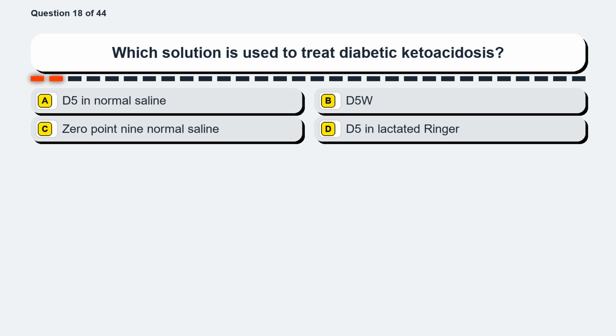Question 18. Which solution is used to treat diabetic ketoacidosis? Option A, D5 in normal saline. Option B, a D5W. Option C, a 0.9 normal saline. Option D, a D5 in lactated Ringer's.